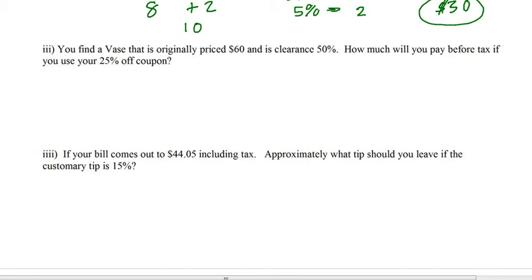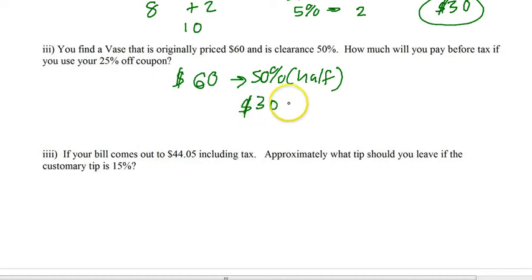Ready for another one? You find a vase that is originally priced $60. So we have $60. And it is clearance, 50%. Okay, so 50% we can do fairly quickly. That's just half, right? So that means we would pay $30. Okay, so this is the clearance price. All right, done. Part 2.